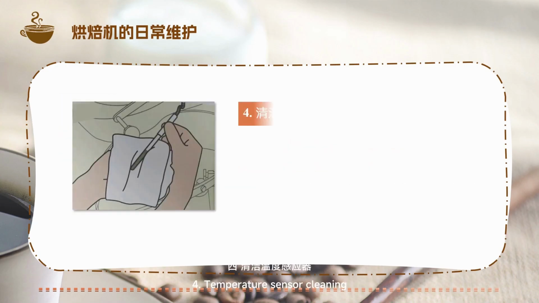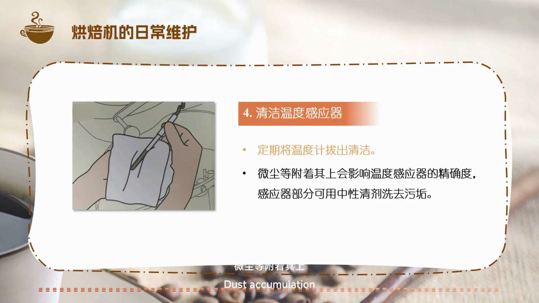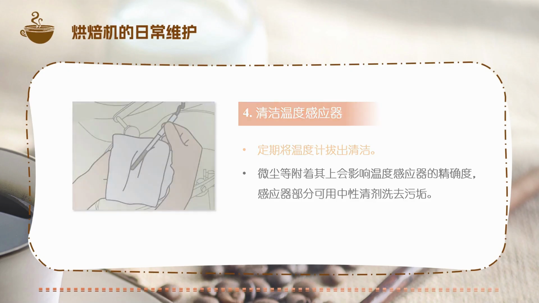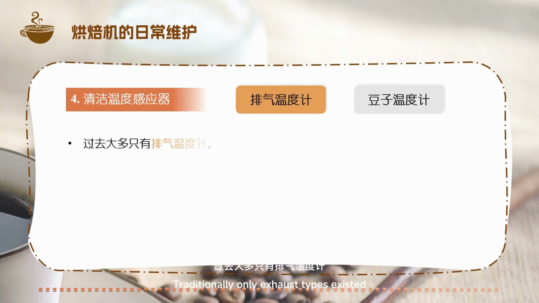4. Temperature sensor cleaning. Regularly remove and clean thermometers. Dust accumulation affects sensor accuracy. Use neutral detergent for sensor cleaning. Thermometers include exhaust and bean types. Traditionally, only exhaust types existed.